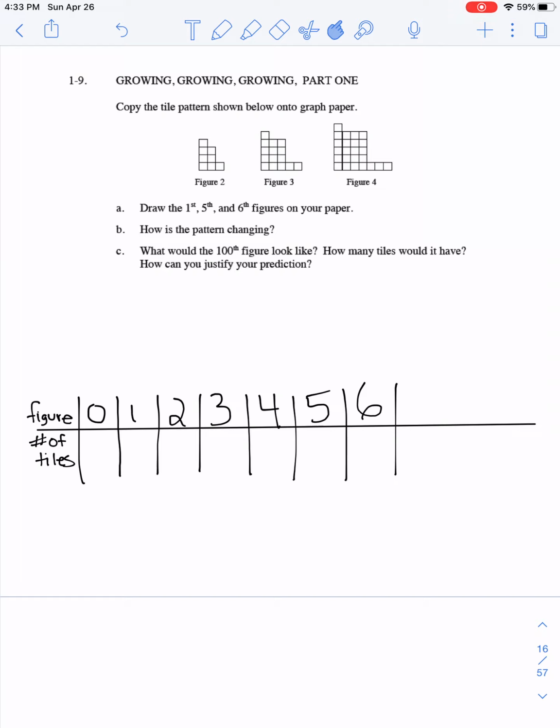So anytime you're given a problem with these tile patterns, you need to create the table I've created at the bottom. The top row is going to be the figure number, and we're always going to start with figure 0, and you'll know why that's important later. Then figure 1, 2, 3, and then usually I go up to whatever number they want us to look at. In this one, they want us to look at figure 6, so I went to 6. Then we'll investigate our pattern and see if we can figure out what figure 100 will have or look like. So what you're doing for each one of these is finding out the number of tiles the figure has.